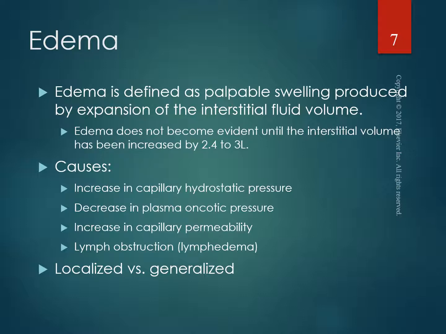Lymph obstruction, such as lymphedema: when lymphatic channels are blocked or surgically removed, proteins and fluids accumulate in the interstitial space, causing lymphedema. This usually follows the removal of axillary or femoral lymph nodes for cancer treatment.